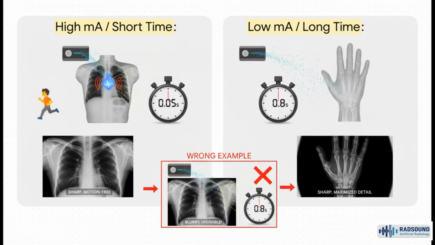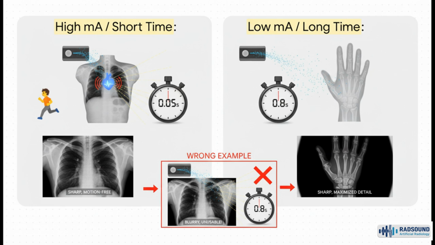Your second lever is MAS. Now, MAS is really just a combination of MA, the brightness, and the exposure time. And here's the trade-off. For something that's moving, like a breathing patient or a squirming kid, you need a super short exposure time to freeze that motion. That means you have to crank the MA way up. But for something that's not moving, like a hand, you can use a low MA and a longer time.